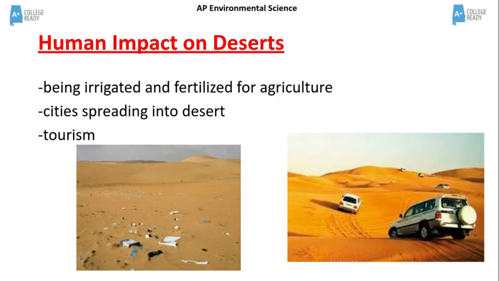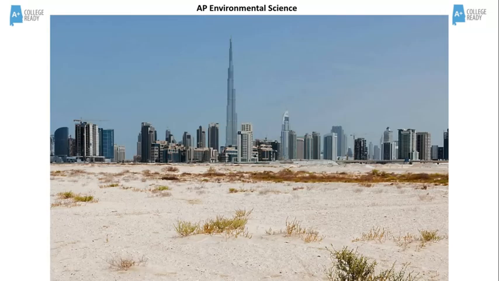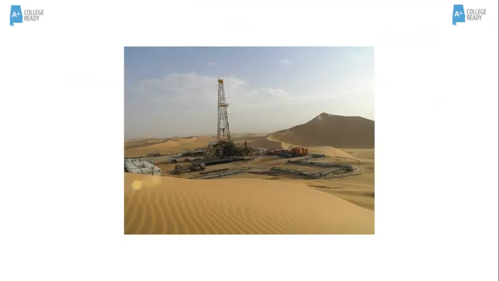One way humans impact the desert is by irrigating and fertilizing it in order to grow crops. Cities expand into the desert, which destroys habitats, and tourism also damages habitats. This is a city built in a desert, and this is an oil or natural gas well.